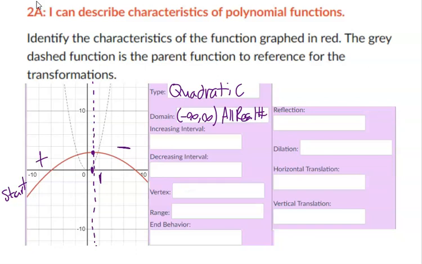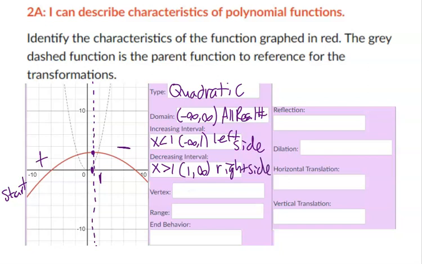So it's increasing on the left side, x is less than 1, so from negative infinity to 1, the left side. And then it's going to be decreasing on the opposite side, so x is greater than 1, from 1 to infinity, the right side. The vertex is right here. Looks like we have 1, 3. The range is opening downward, so y is going to be less than or equal to 3.